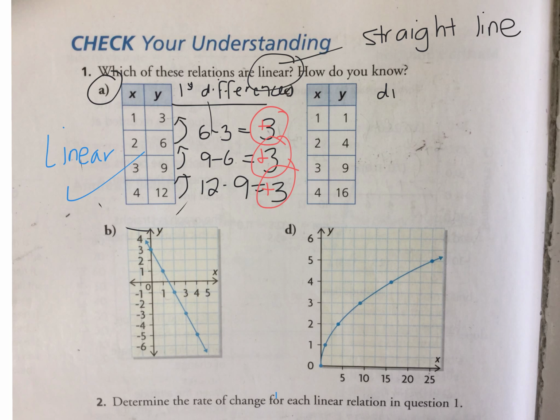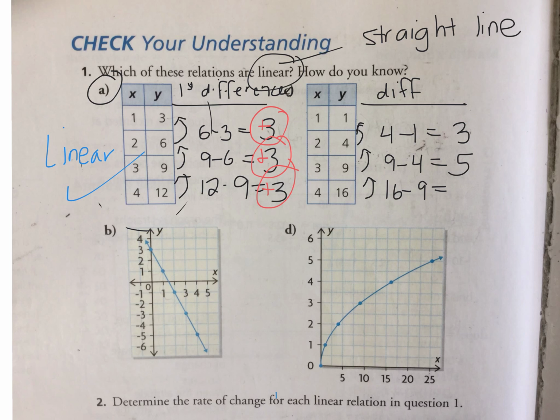Find the differences. So what's the first thing I'm going to subtract? 4 minus 1 equals, then what? 9 minus 4 equals, 16 minus 9 equals. Is this linear? No. The rate of change is not the same. It's not increasing by the same amount. When you graph it, it will not be a straight line. Okay? Sorry, that was C.